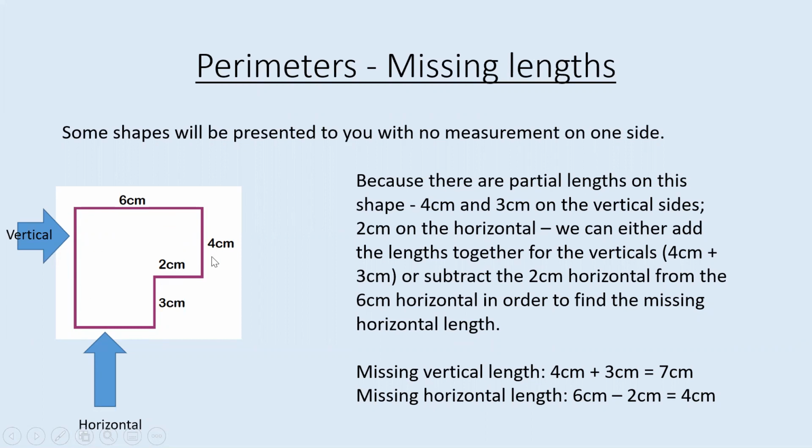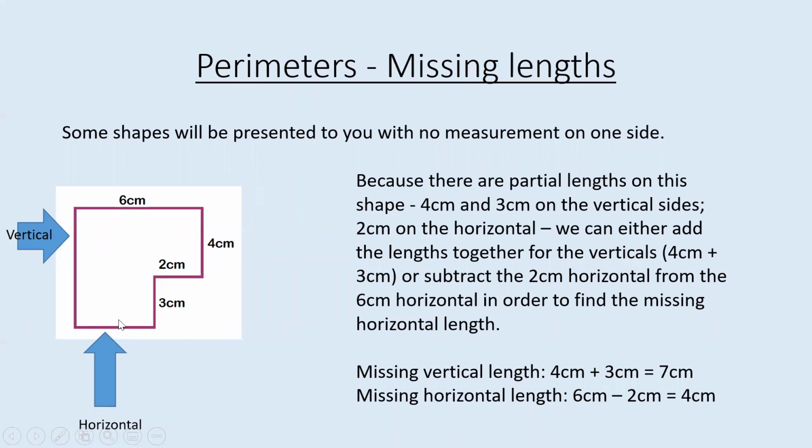Because there are partial lengths on the other sides of the shape, we have two vertical lengths on this side of the shape, one of 4 centimeters and one of 3 centimeters. And we have one partial horizontal length here running from left to right, which is 2 centimeters. To find the missing vertical length, we add together the two vertical lengths on the right-hand side of the shape, 4 centimeters plus 3 centimeters. That tells us the vertical side is 7 centimeters.